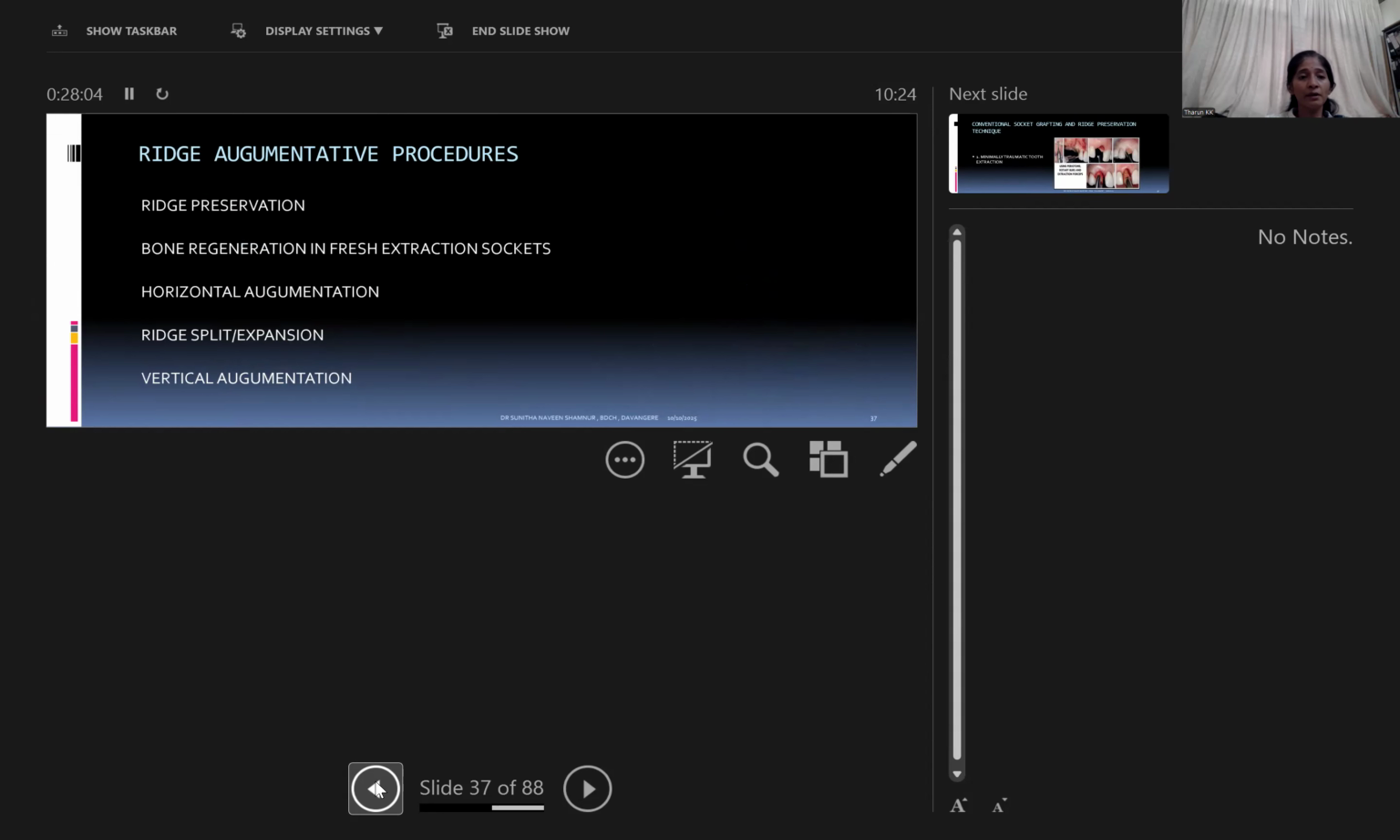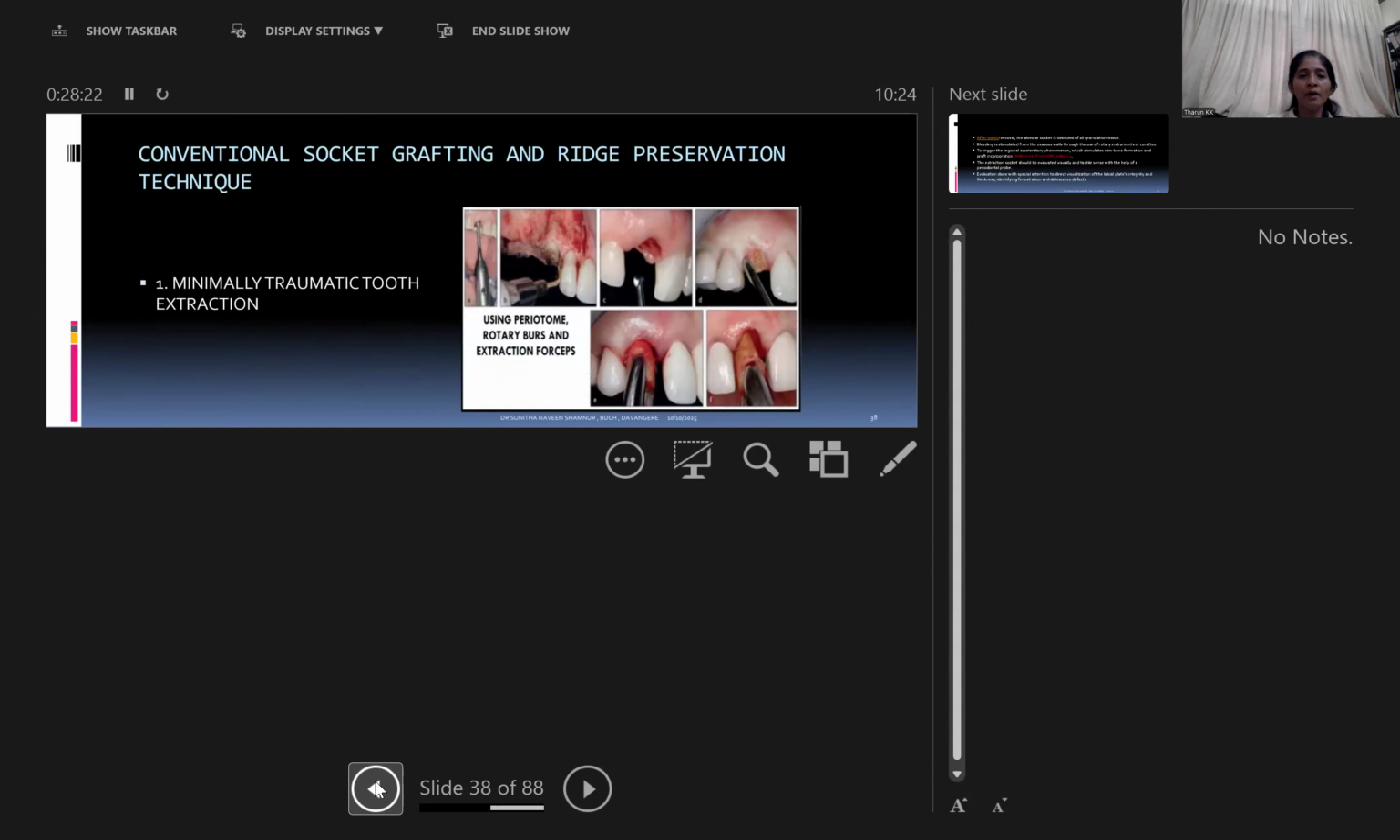As scientifically documented, you have the ridge preservation techniques, that is in situ, before you even begin the extraction procedure. Now you have bone regeneration in the fresh extraction sockets. You have horizontal, vertical, and of course your guided bone regeneration. Let's start with the basic one, where we talk about minimally traumatic extraction. This is a conventional socket grafting.